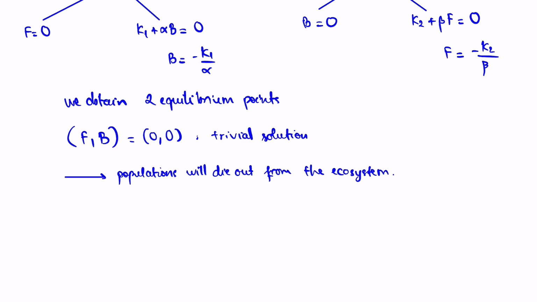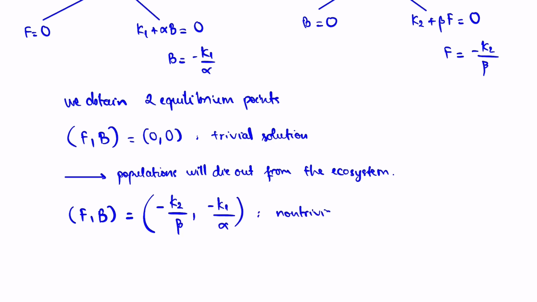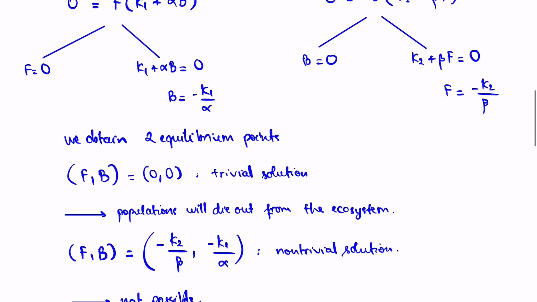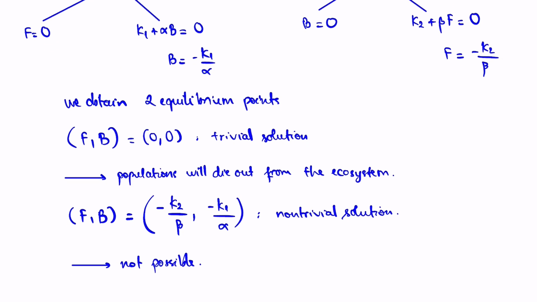Right. And another equilibrium point, f comma b equal to negative k2 over beta comma negative k1 over alpha. So non-trivial solutions. So this one is not possible. Okay, so this is not a possible model to have.